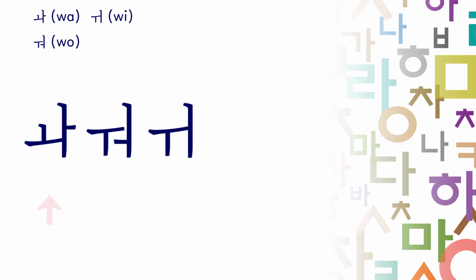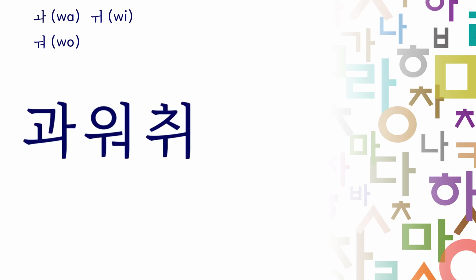Okay, so let's hear the sounds of these vowels again. Wa, wa, wa, wa, we. Let's now combine these vowels with consonant letters. Listen to how I read these syllables. Kwa, kwa, wa, wa, chi.